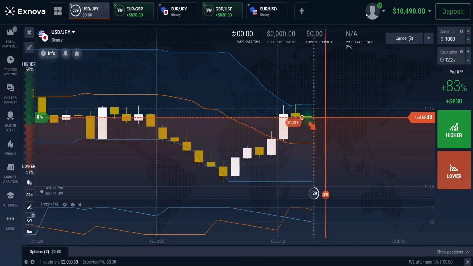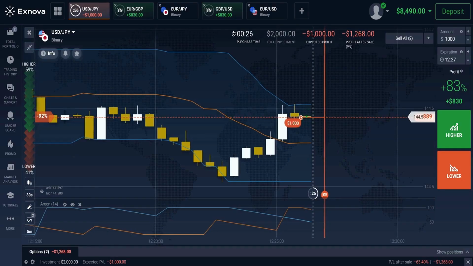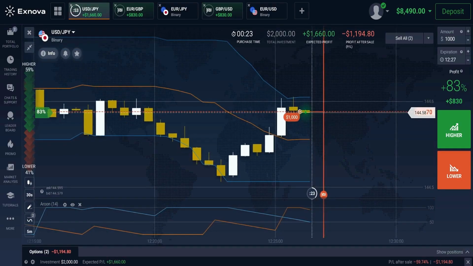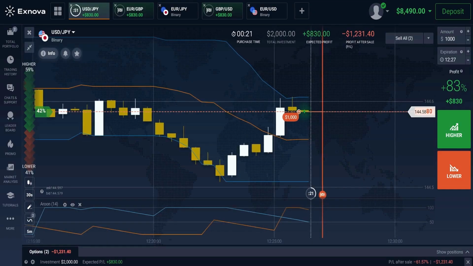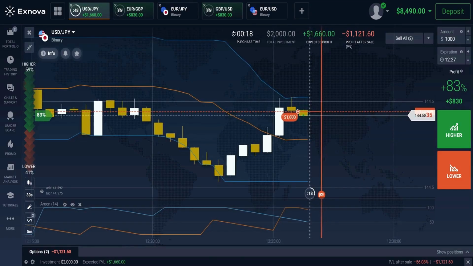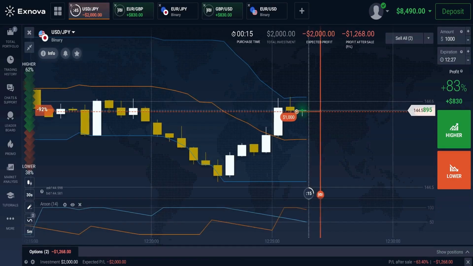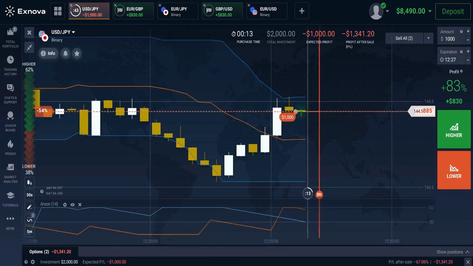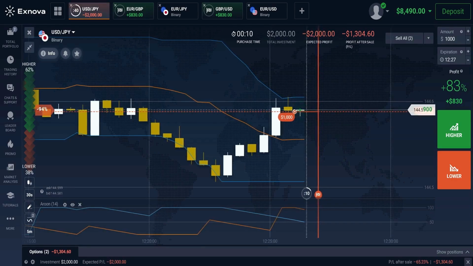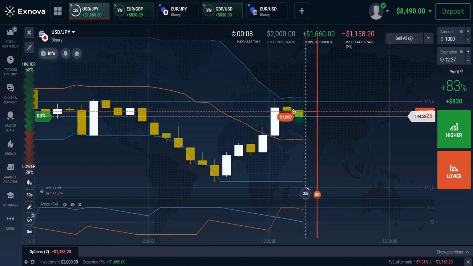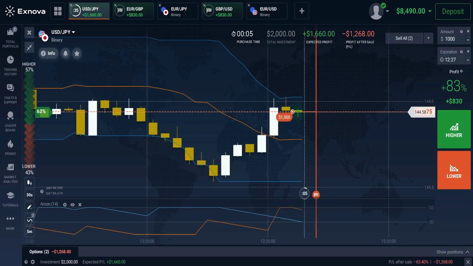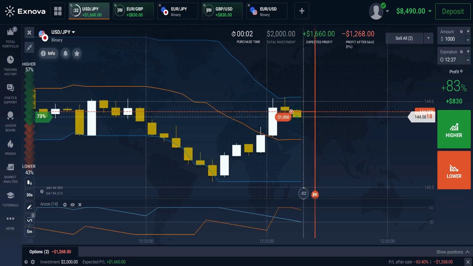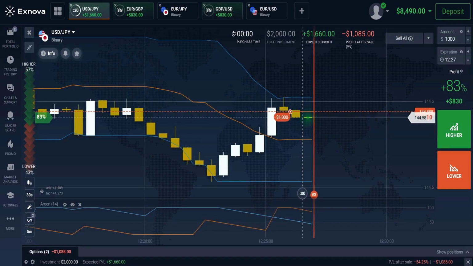Perfect. This is exactly the kind of setup we were waiting for. Here's why this sell trade setup is ideal. The price has moved cleanly from the lower line of the Donchian Channels up to the upper line. The red line of the Aroon Indicator has crossed above the blue line. And we also have a strong bearish candle as final confirmation. With all our conditions met, we have confidently entered the sell trade.